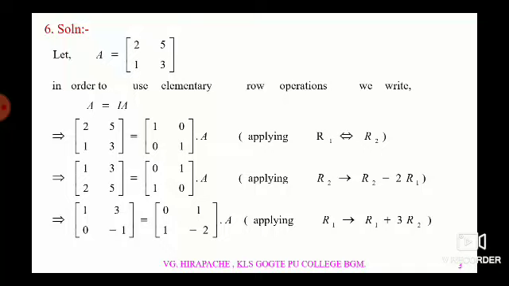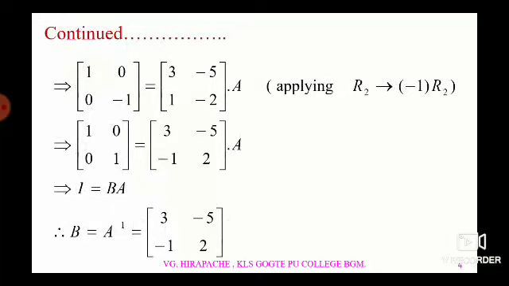Therefore 1 minus 6 gives minus 5. Therefore our new matrix on the left hand side and right hand side are [1 0; 0 minus 1] is equal to [3 minus 5; 1 minus 2] into matrix A. Now to get the unit matrix on the left hand side, our second row second element must be plus 1.